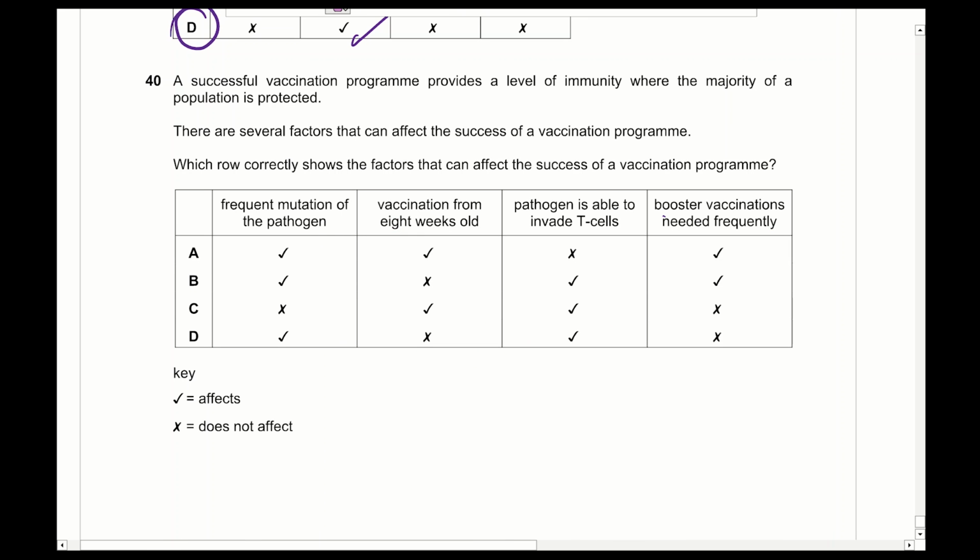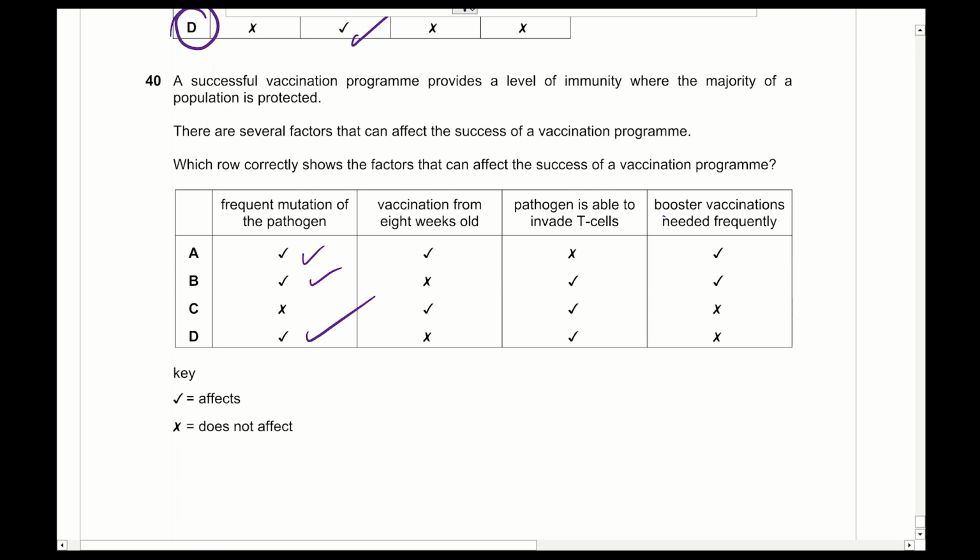Question number 40. A successful vaccination program provides a level of immunity where the majority of a population is protected. There are several factors that can affect the success of a vaccination program. Which correctly shows the factors that can affect the success of a vaccination program? So, frequent mutations of a pathogen. If a pathogen mutates frequently, this means that we require a lot of booster vaccines. The reason for this is that vaccines are only specific for one antigen. So if a pathogen keeps mutating and the antigen keeps changing, this means that we require a lot of booster vaccines, which would reduce the success of a vaccination program.